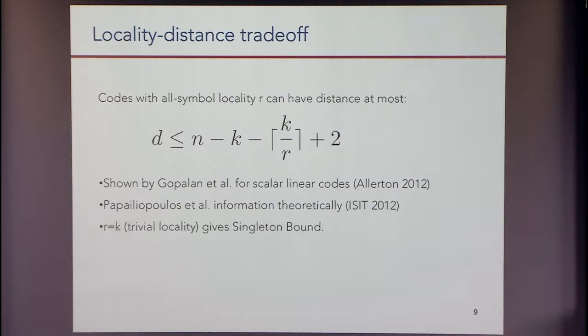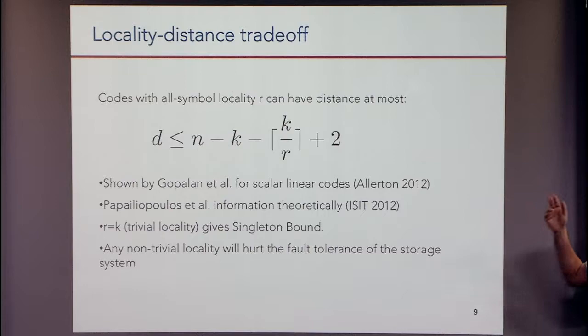And of course, if you set trivial locality r equals k, you recover the singleton bound. You also get this interesting message that if you want any non-trivial locality in your code, you will have to pay. You will lose in fault tolerance of the code in exactly this way.